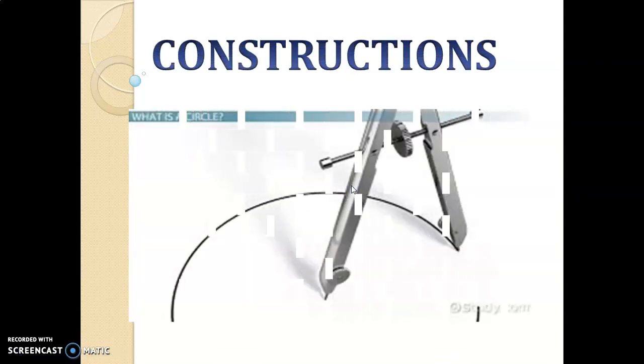The topic of the new lesson is nothing but construction. In our lower section you have already seen what construction is: construction of a triangle, construction of a parallelogram, a square, a rectangle, and construction of a line bisector, so everything. And here you are going to see some three important topics.